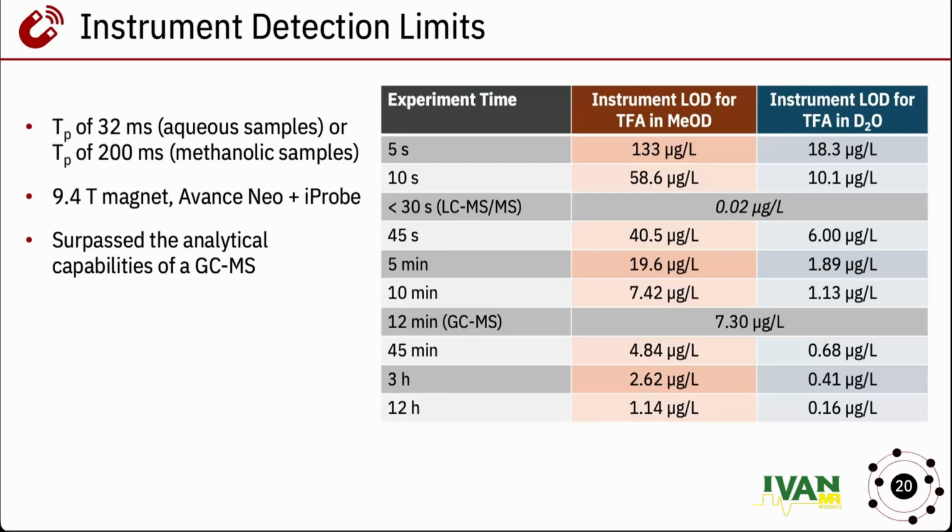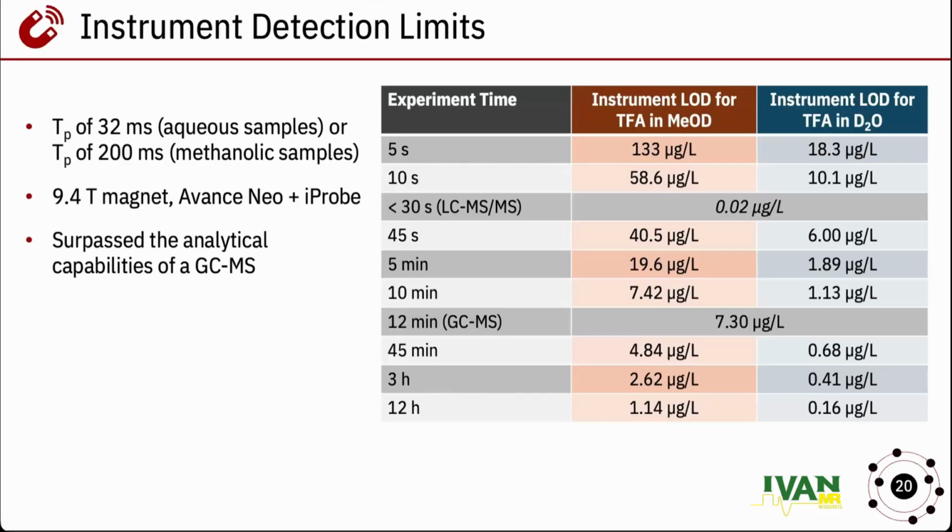We're not yet at the level or at the capability of a tandem mass spectrometer with LCMS, but we've far surpassed the capabilities of GCMS. So in just 45 seconds of experiment time on NMR, we get a lower instrument detection limit than GCMS can do with a 12-minute run. Keeping in mind that GCMS still needs sample derivatization and ideally a mass-labeled internal standard.